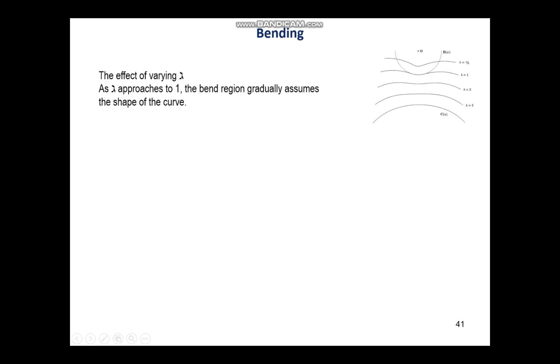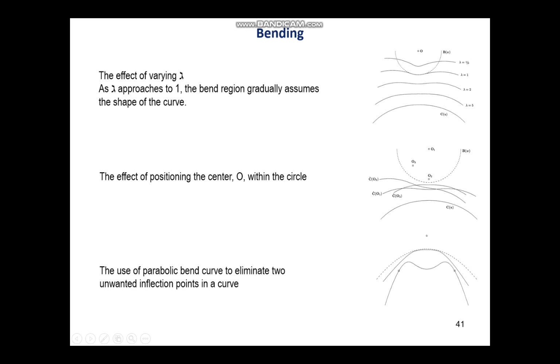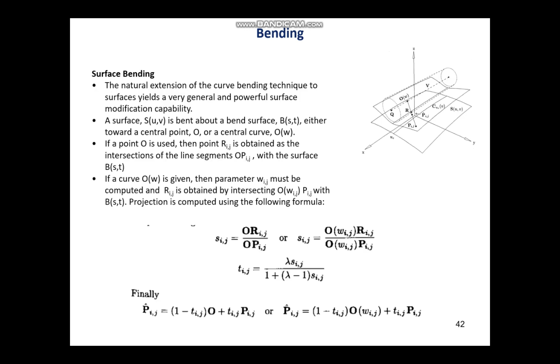Here we can see for different values of lambda, the bending region gradually assumes the shape of the curve when lambda approaches 1. The effect of positioning the center O within the circle can be seen in the right side figure. And in the bottom right figure, we can see the use of a parabolic bend curve to eliminate two unwanted inflection points in a curve.